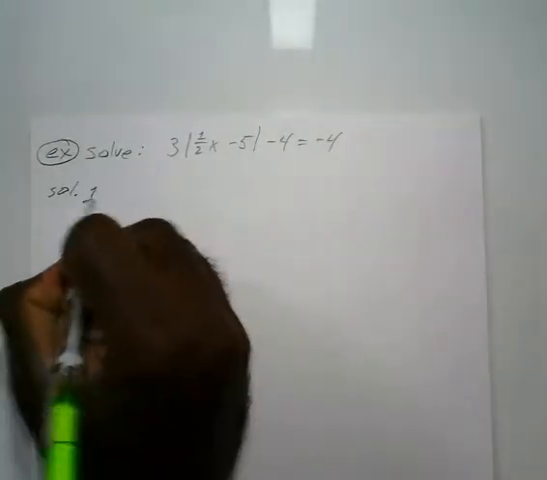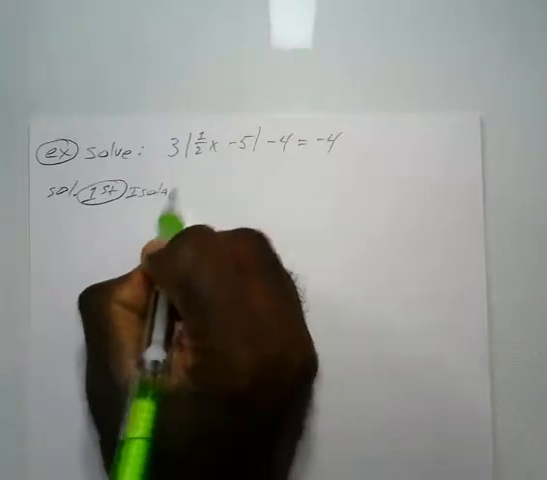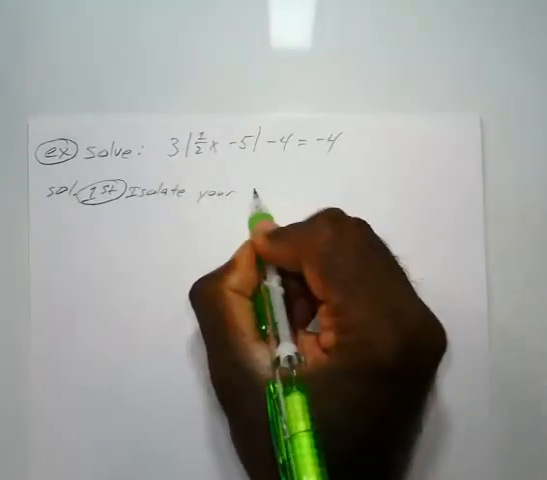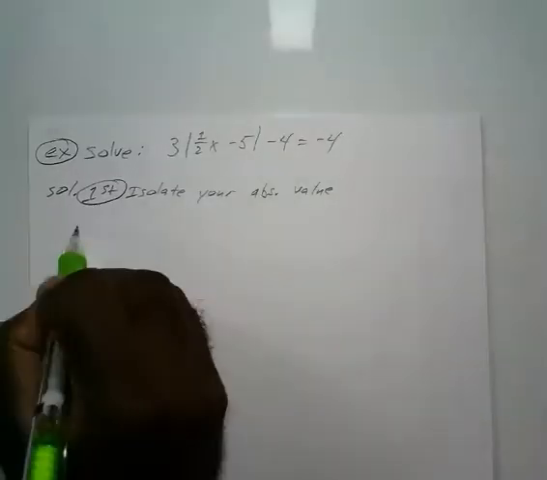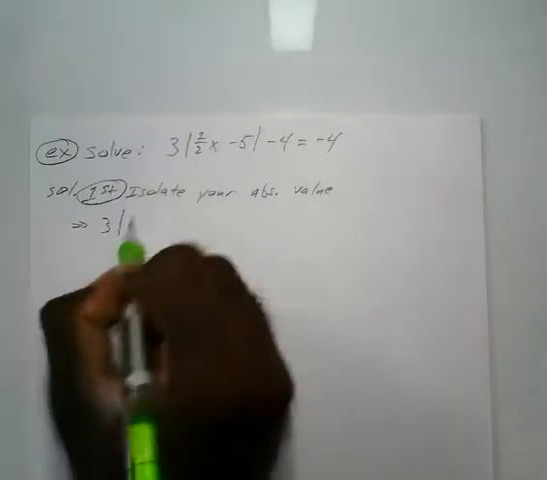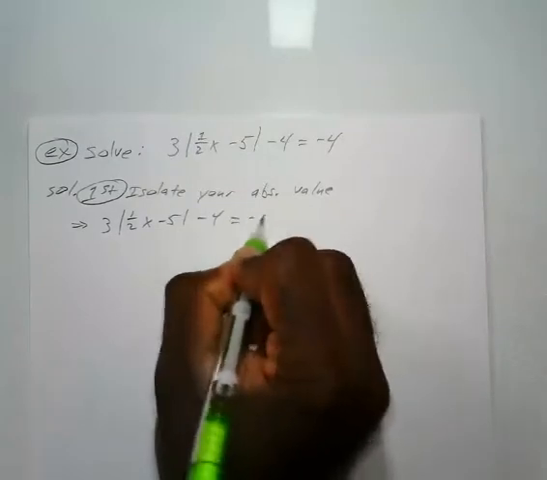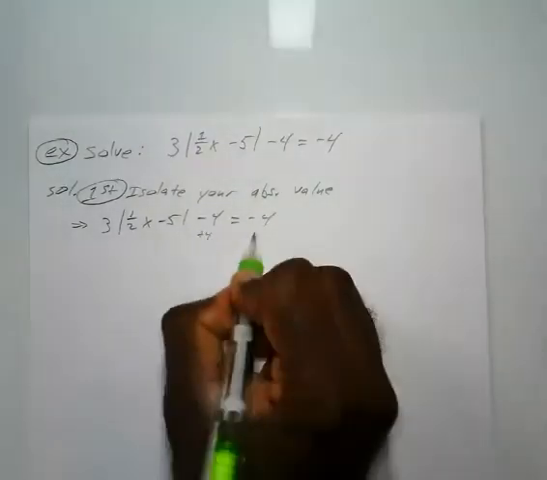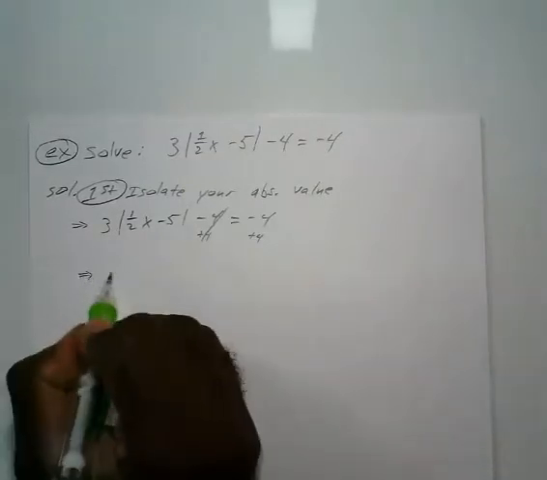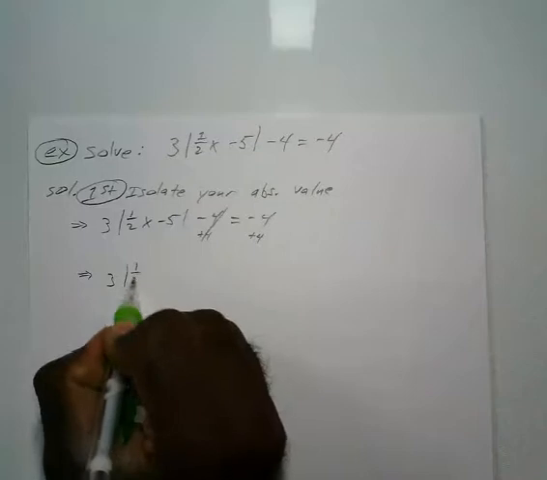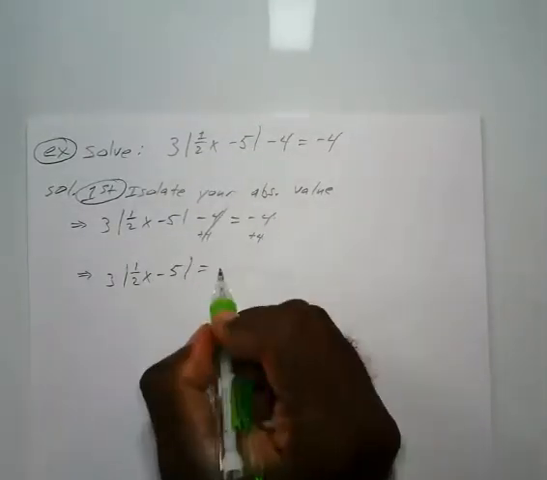Alright, so remember, the first thing you want to do is isolate your absolute value. Isolate your absolute value. So that means our 3 times the absolute value of 1/2 x minus 5 minus 4 equals negative 4. We're going to add 4 to both sides. Okay, so that gives us 3 times the absolute value of 1/2 x minus 5 equals negative 4 plus 4 is 0.